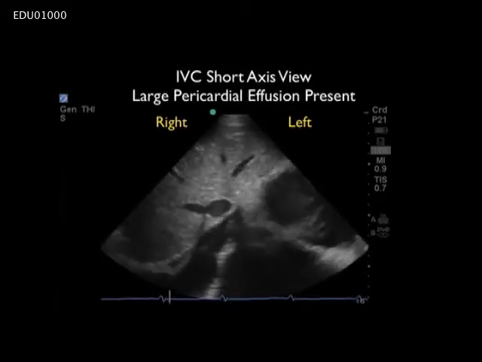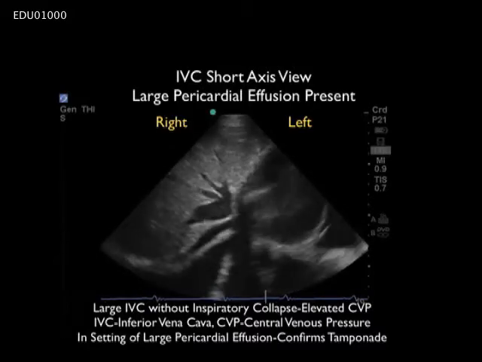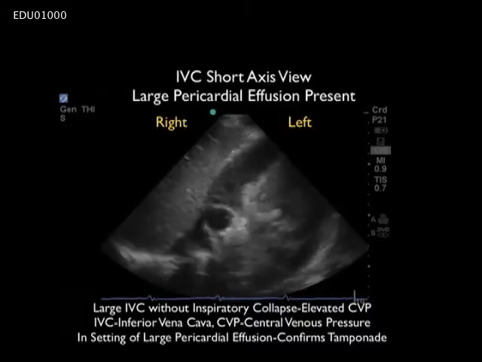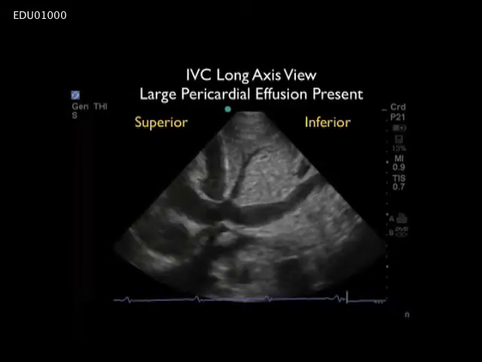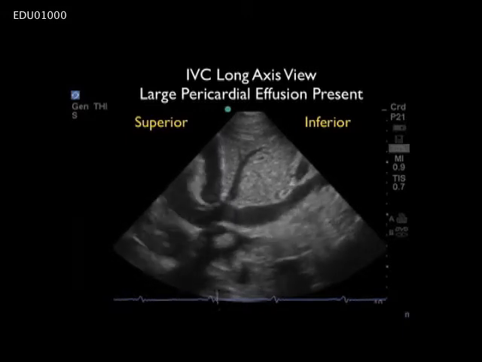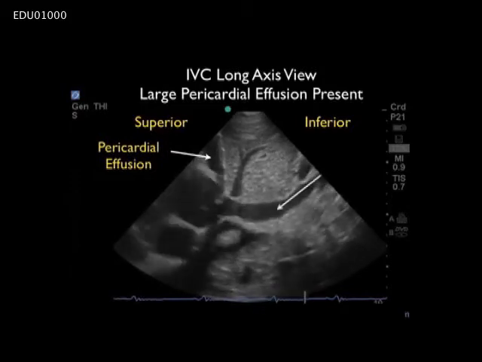In the presence of a significant pericardial effusion, this is concerning for potential early tamponade physiology, as one sees an elevation of the CVP as tamponade progresses. We'll confirm those findings by swiveling the probe to the long axis configuration, superior to the left, inferior to the right. Again, we see the heart with a large pericardial effusion.